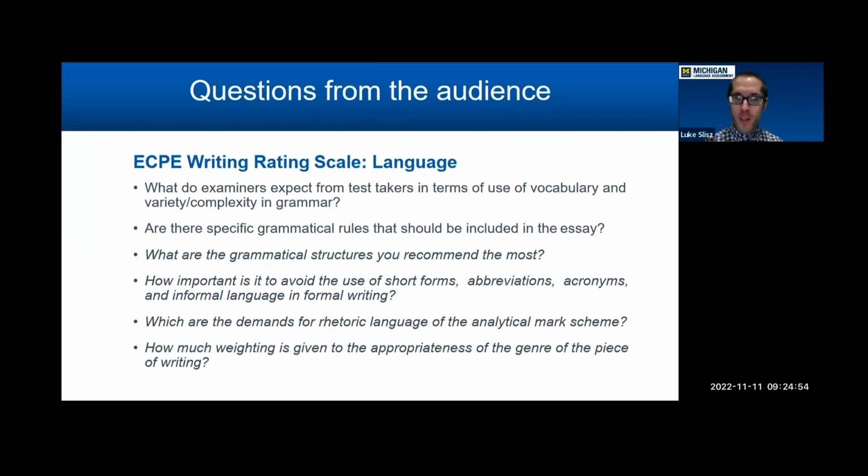C2 level writers should be able to use language as a tool to get their point across. Sometimes it's better to use simpler language to do that, and sometimes it's better to use more complex language. So we expect these students, if they're at the C2 level, to be able to use a combination of simple and more complex structures to express themselves. We're not looking for specific things, but we're looking for a wide variety of structures and vocabulary. And then we're looking to see if the student can consistently use that wide range of things accurately throughout their entire response.